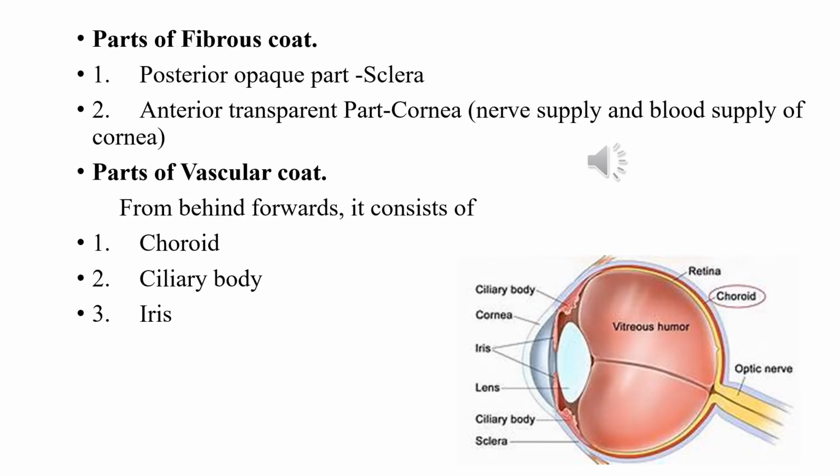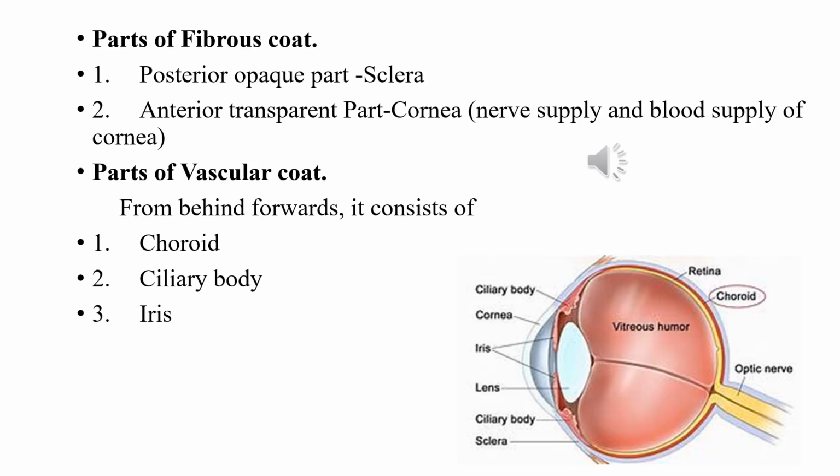Now the parts of the fibrous coat, which is the outermost coat, are the posterior opaque part, which is the sclera, and the anterior transparent part, the cornea. The nerve supply and blood supply of the cornea: nerve supply is given by the ophthalmic branches of the trigeminal nerve, and the cornea is devoid of vascular supply.